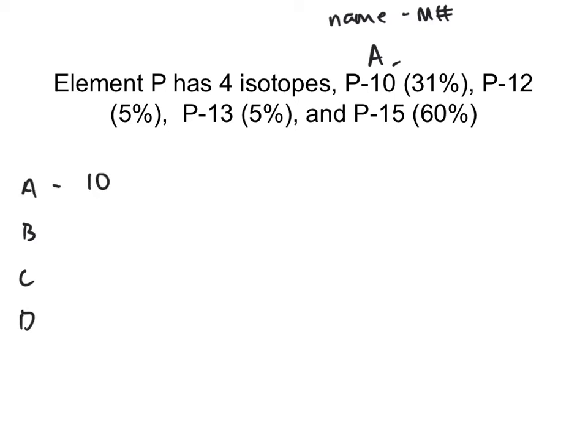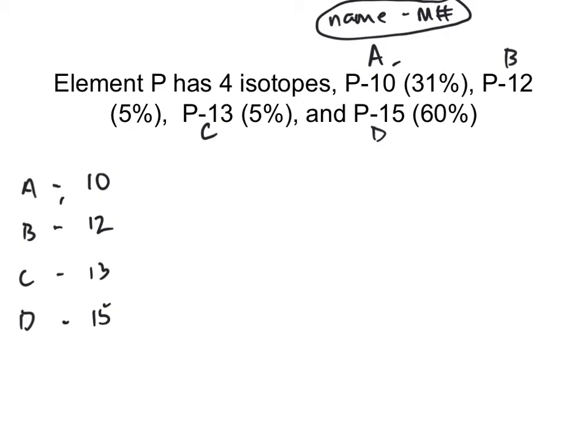Well, what about the next one? This would be P12, so 12 is the mass. I've got C, which is 13, and D, which is 15, as the mass. Because we're following along with this right here, it's the name followed by a dash and then the mass number.